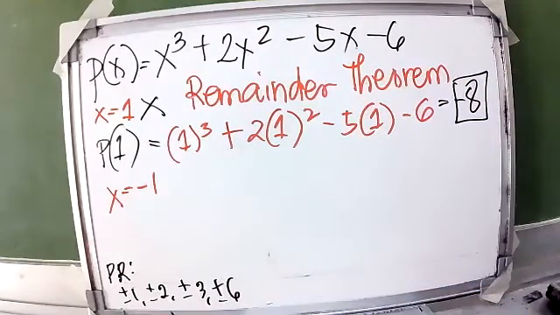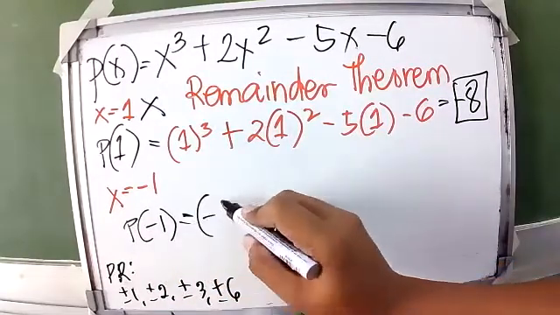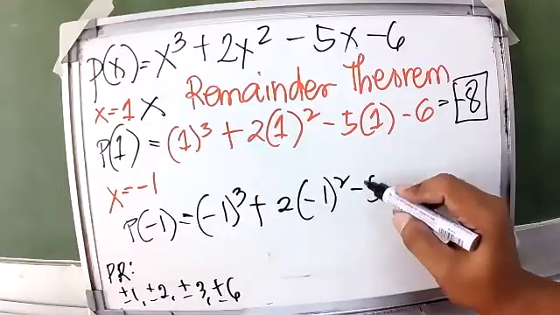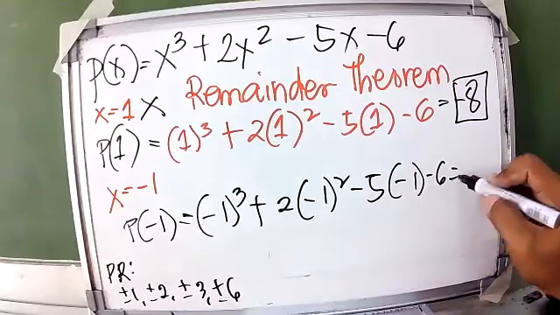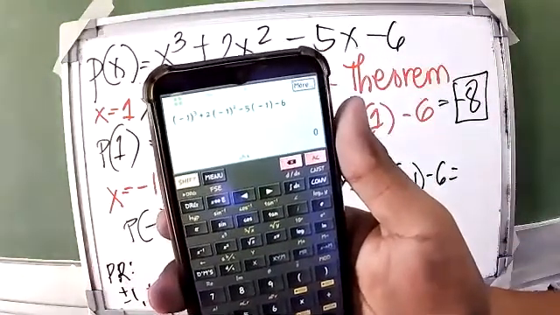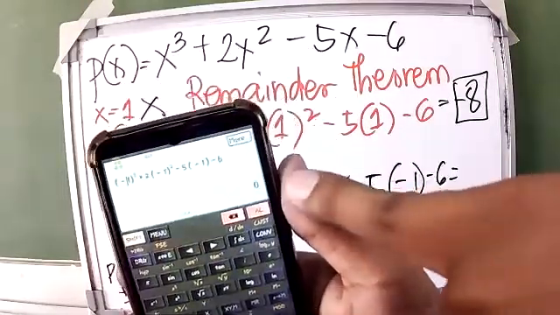Do it. P of negative 1, substitute. Negative 1 cubed plus 2 times negative 1 squared minus 5 times negative 1 minus 6. What do you think is the answer here? Okay, your classmates are now sending me their answers. Sige. Let's just wait for the rest. Okay, now, very good. You got it correctly. See, I just edited what's in my calculator. I just put negative 1 and the answer is 0.